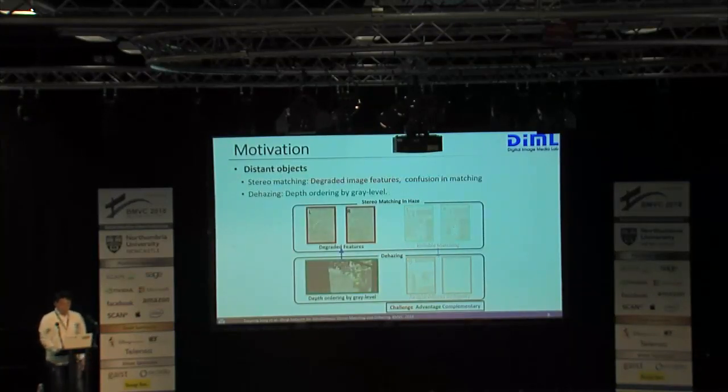For distant objects, stereo matching performance will be degraded because degraded image features cause confusion in the matching cost computation. However, the dehazing task can acquire the depth ordering from the gray level of the pixels. Depth cues from dehazing can help stereo matching for hazy regions.